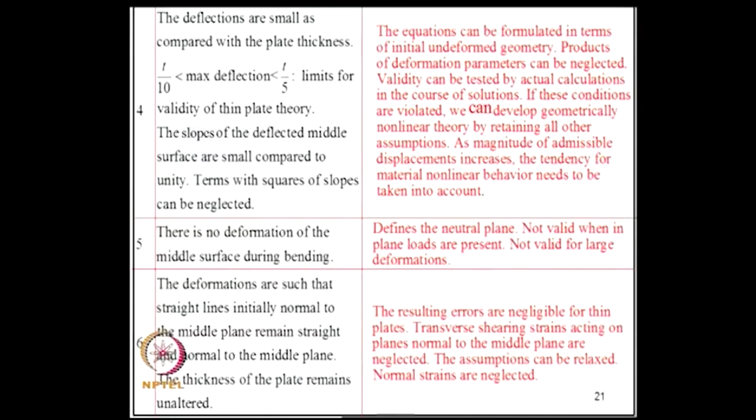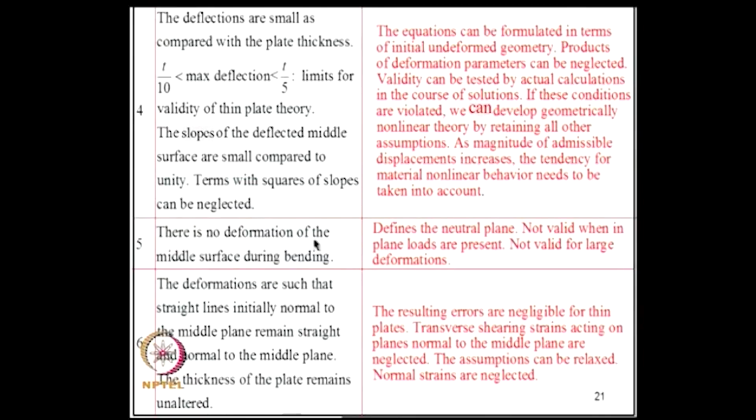Next, we make certain assumptions on magnitudes of deflections. The deflections are small as compared with the plate thickness. For example, the maximum deflection is taken to lie between T by 10 to T by 5. This range can be viewed as limits for validity of thin plate theory. The slope of the deflected middle surface is small compared to unity. The consequence of that is that terms with squares of the slopes can be neglected.